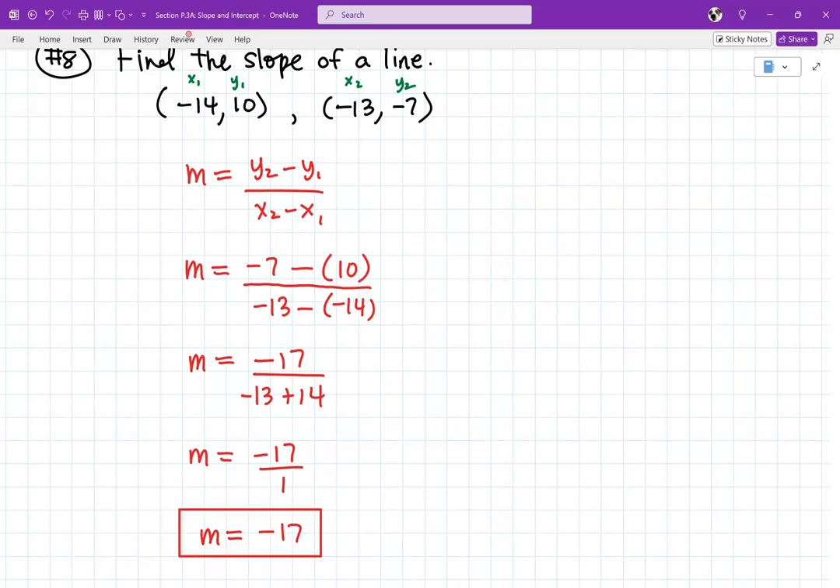Sometimes the answers are fractions. Sometimes they're just whole numbers or integers. So, I mean, if you get a fraction, it doesn't mean necessarily that you did anything wrong. Okay? It just means it's a fraction.